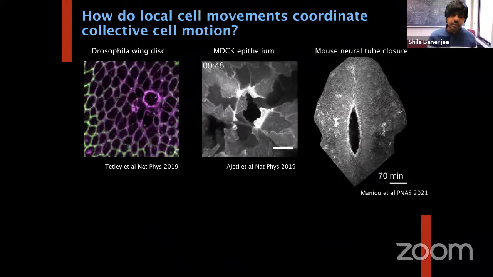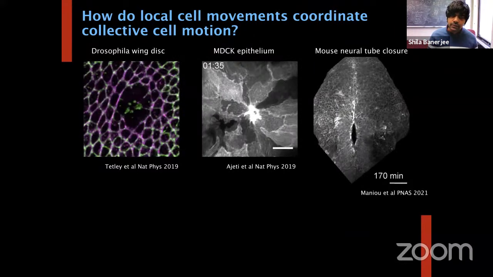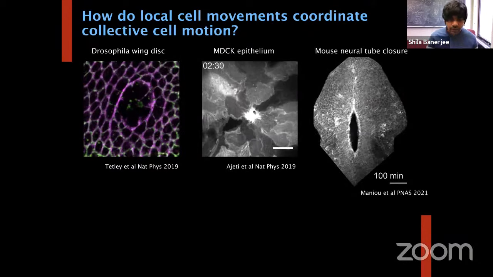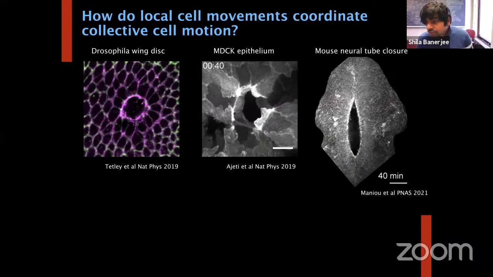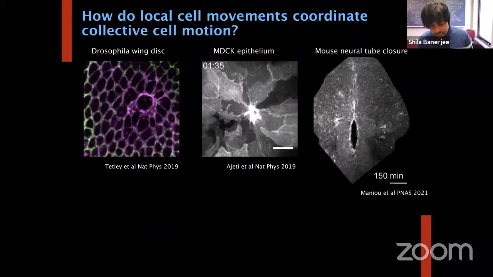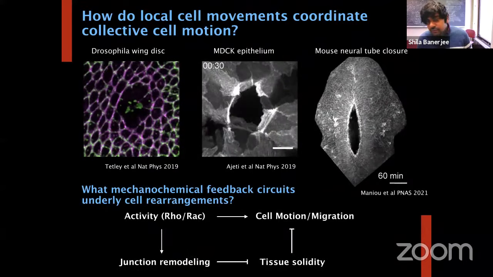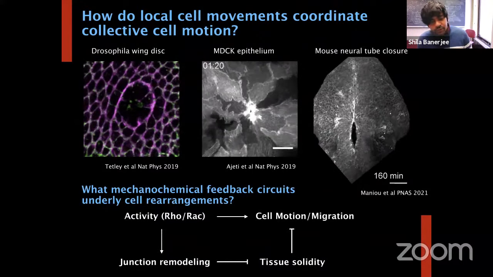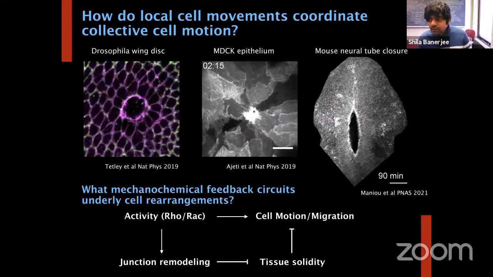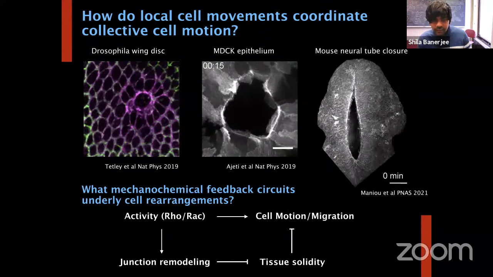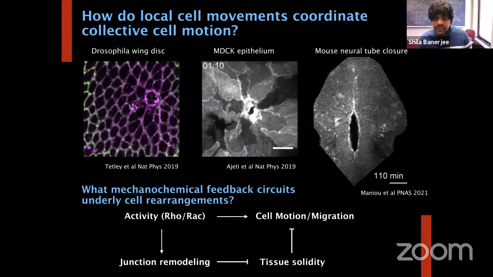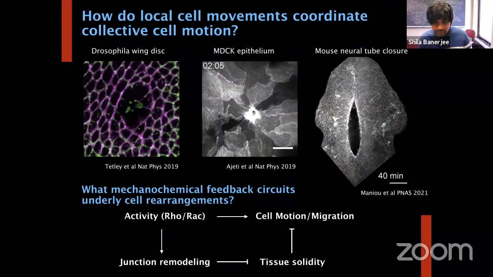The first part will talk about how local cell movements coordinate collective cell motion in the context of gap closure and wound healing. In the second part of my talk, I will briefly touch upon some of our recent work understanding what type of mechanochemical feedback circuits underlie cell rearrangements that can actually lead to global shape changes, right?